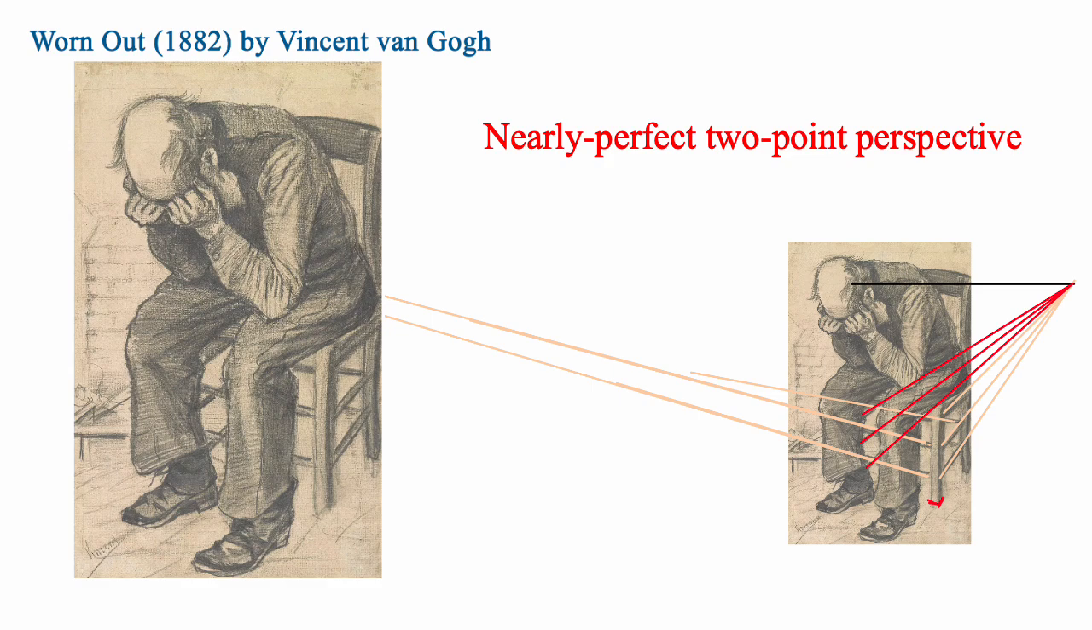This is two-point perspective, where there are perfect converging lines going to this vanishing point, and somewhat less perfect converging lines going to a vanishing point over here. And eye level passes nearly through the eyes of the figure.